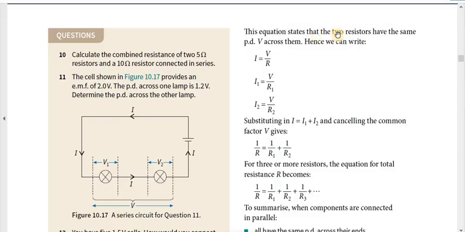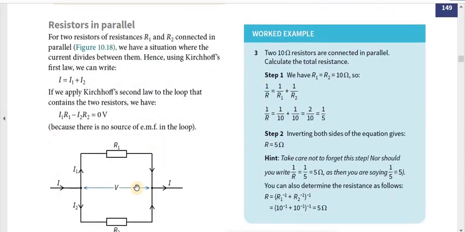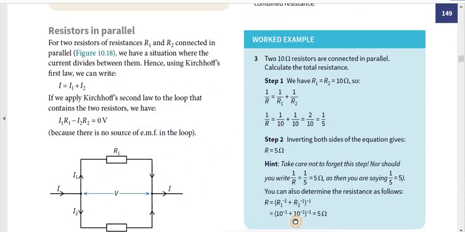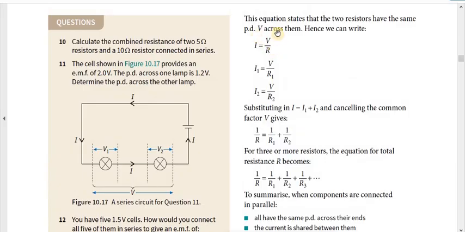Okay, this equation states that the two resistors have the same potential difference V across them. Hence, we can write the potential difference V equals IR. If we rearrange that equation, V equals IR, and make I the subject, then we get I equals V over R.